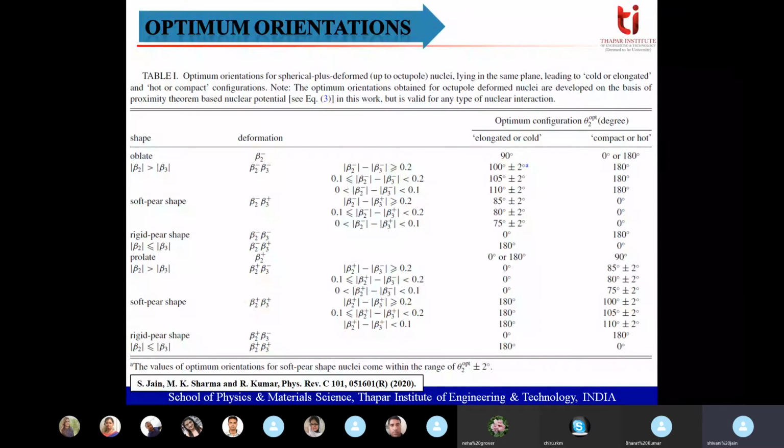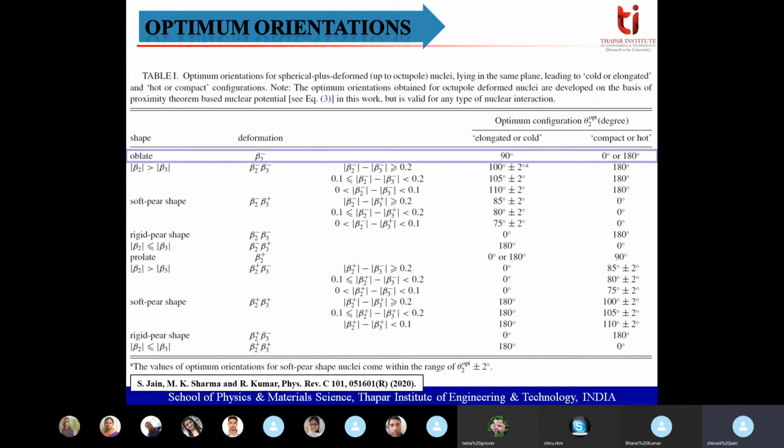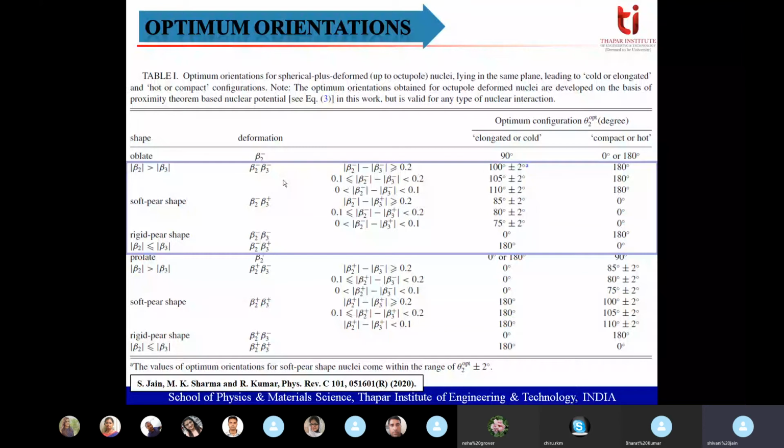Here I present the table of optimum orientations for higher deformed nuclei up to beta 3. Before analyzing the values obtained for beta 3, we need to recall the optimum orientation for quadrupole deformed nuclei. You can see here that for prolate, the labeling is beta 2 minus, and its optimum orientation for cold is 90 degrees and for hot it is 0 or 180 degrees. When we introduce beta 3 in beta 2 minus, the table is again categorized into soft and rigid pear shape.